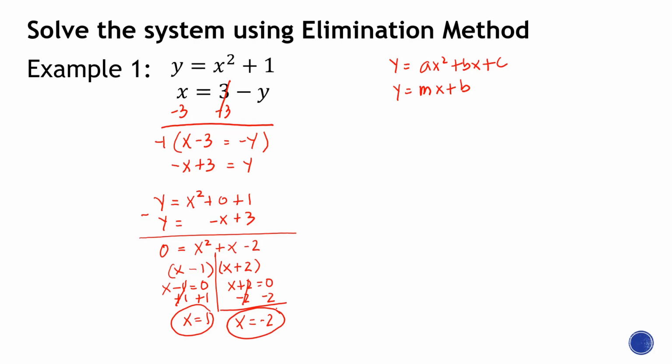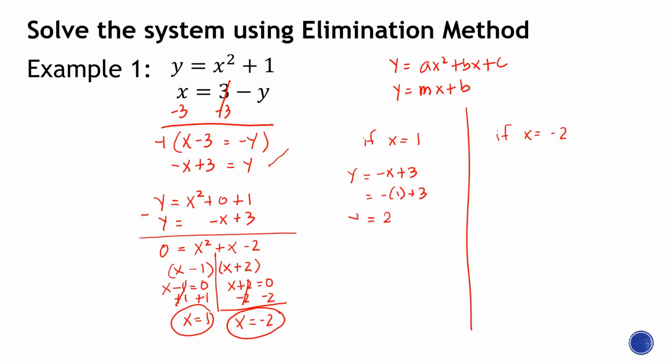Since we have two values of x here, that means we need to have two values of y also. So let's have x equals 1 and x equals negative 2. Let's solve for y using the linear equation. I'm talking about this one. So y equals negative x plus 3 equals negative 1 plus 3, which is equal to positive 2, which means that the first point of intersection of these two equations is at 1 and 2.